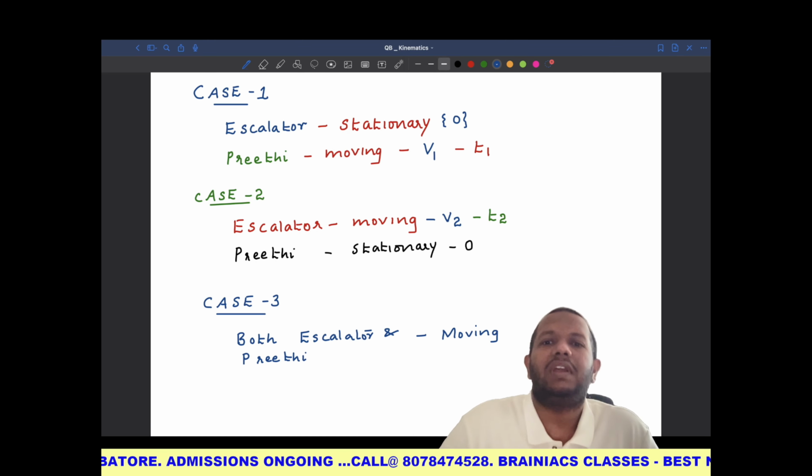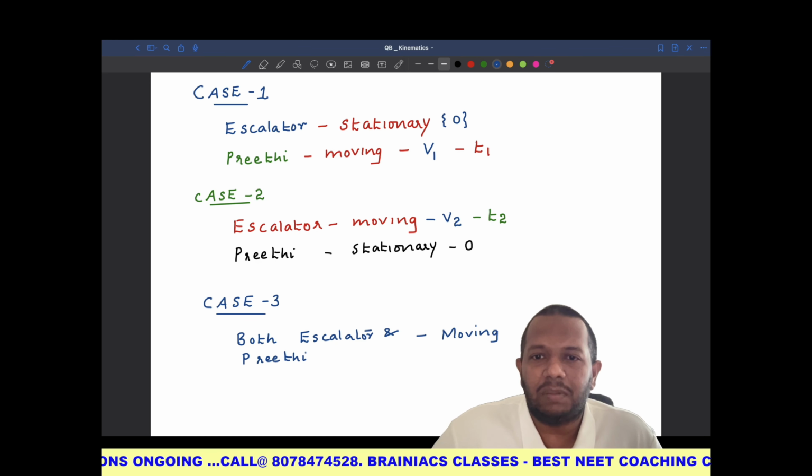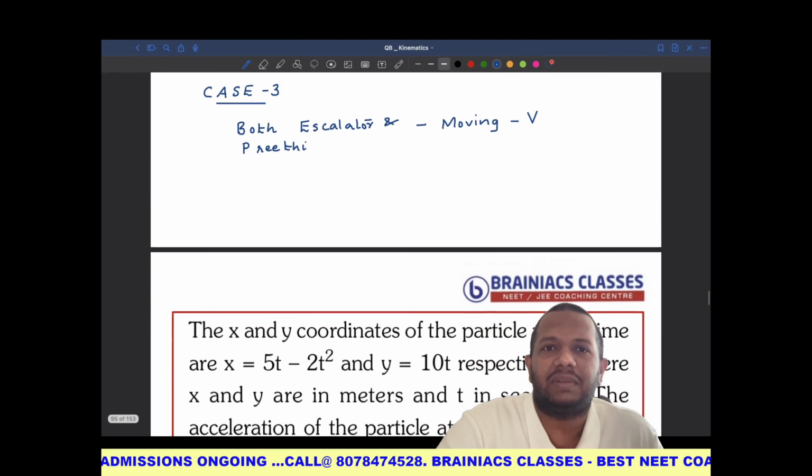Since both of them are moving, we will consider the combined velocity as capital V. Now the question is, what would this capital V be? That is the crux of this question. So let us think about what is happening here actually.